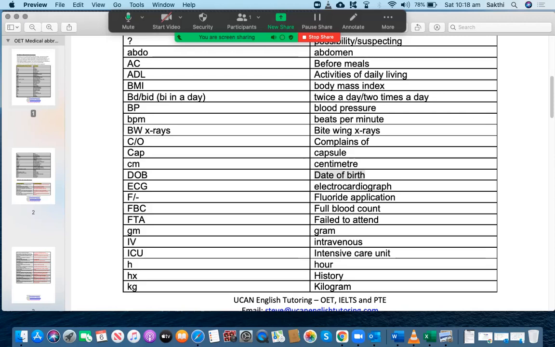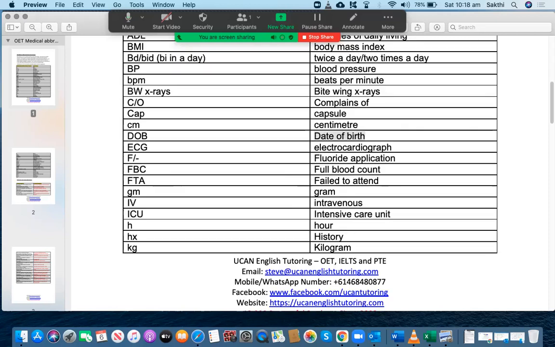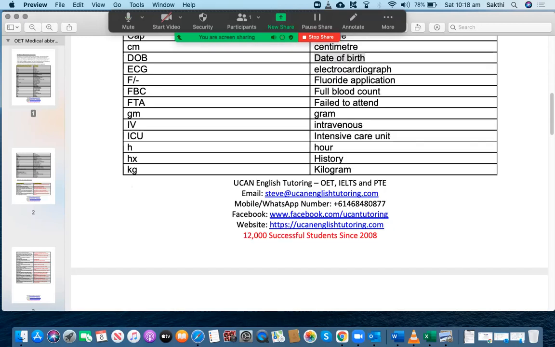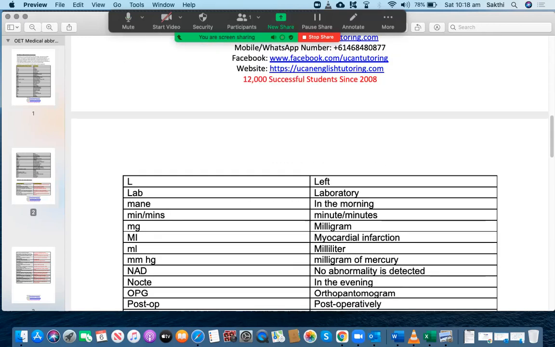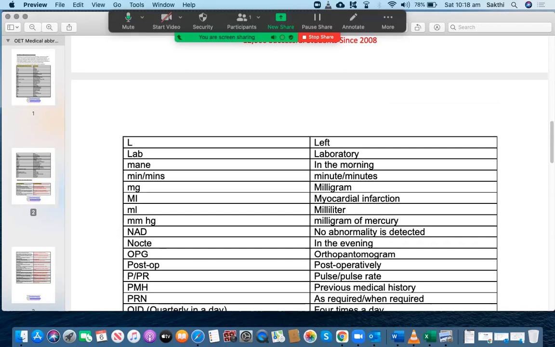FBC would be full blood count. FTA would be failed to attend. GM means gram. IV means intravenous. ICU means intensive care unit. H could be hour. HX could be history. KG means kilogram. L means left. Lab means laboratory.